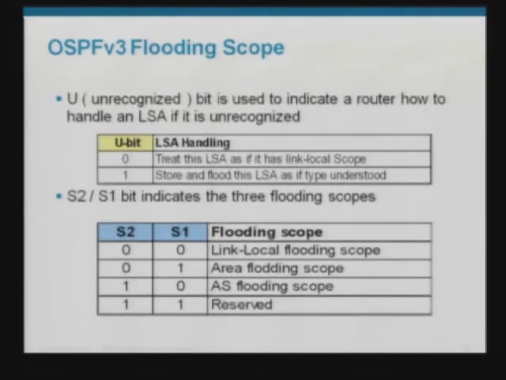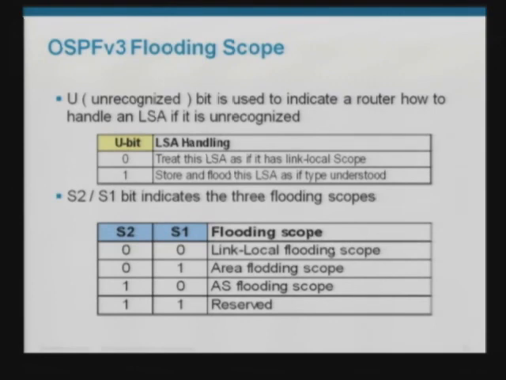So when you get your U-bit in OSPF v3, if your U bit is set to 0, you treat this LSA as if it has link local scope. So the change I've made, the upgrade I made, is local to you. If this bit is 1, it says store and flood this LSA as if the type were understood, although you have not been upgraded. So if I introduce an LSA type 53, a router that does not understand it, if it sees the U bit set to 1, says I'll store it and I'll flood it, so that there are routers in this network who do understand this LSA.